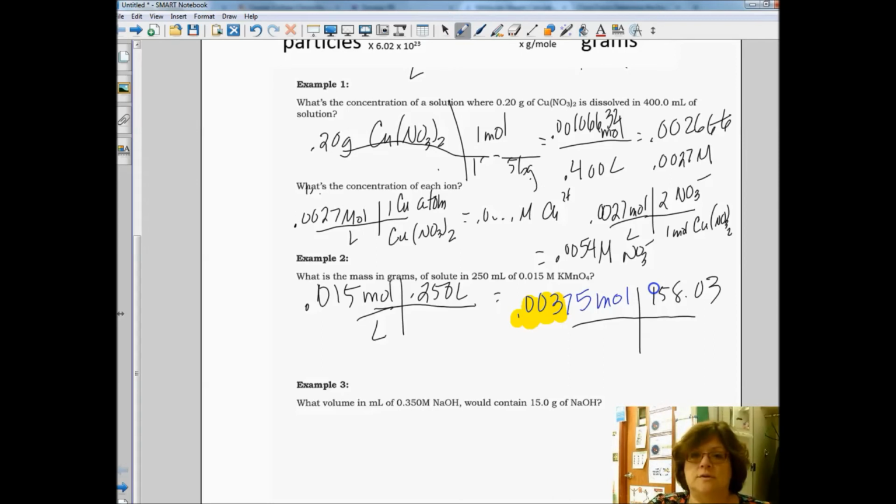Multiply 0.00375 times 158.03. You get 0.5926 grams. There's only 2 sig digs there, there's only 2 sig digs there, so we'll round that to 0.59 grams.